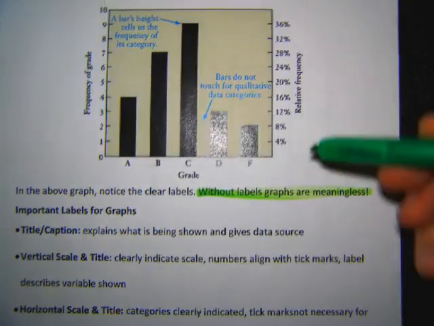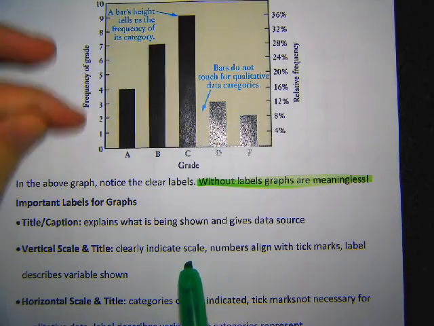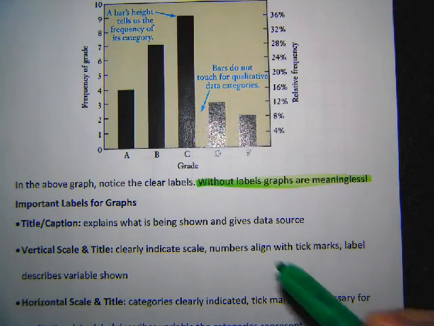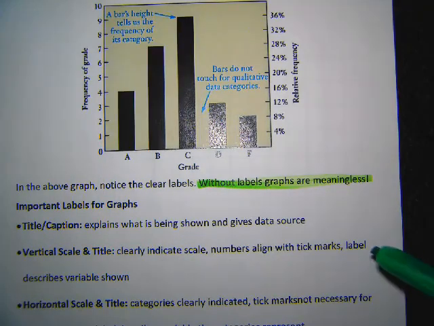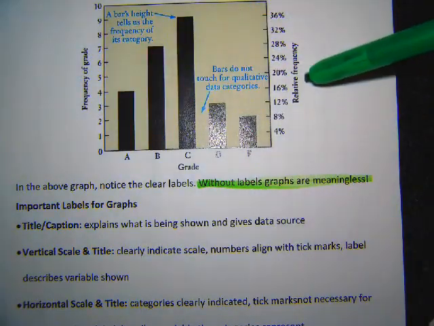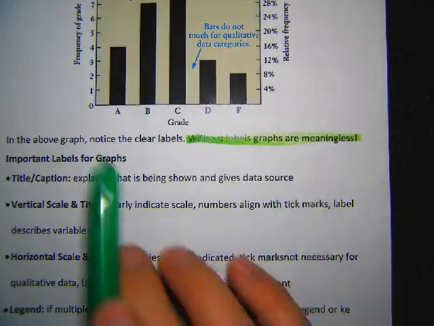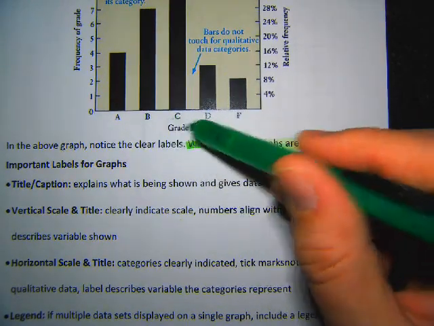Vertical scale, so that's the scale on the side here. It indicates the scale, so it tells you what you're counting by. So here we're counting by ones. Well, you could do the same chart and count by twos. It would look very different. So that can change things. You should have your tick marks so you can see where the lines are, and then the numbers should line up nicely. You should label what variable is being shown. So here we're looking at the frequency of the grade, the relative frequency of the grade. Horizontal scale, so the scale is across here. Categories are clearly labeled, so we can see what the different categories are. You don't need tick marks for qualitative, but you do want labels to describe what's going on. So here it says grades.